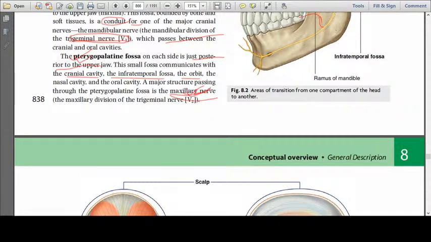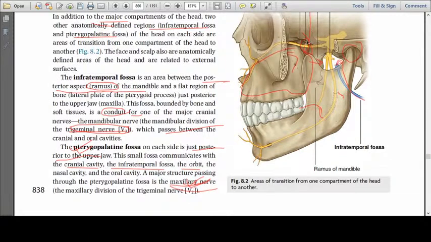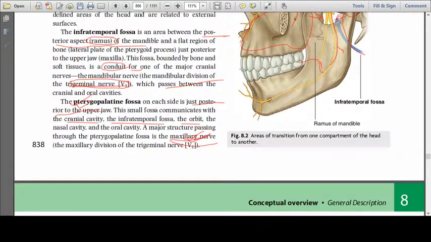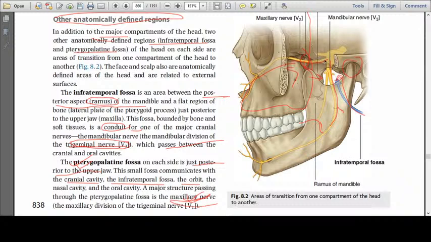Very important note. This is a very small space right here, and the maxillary nerve passes through the pterygoid fossa. I think the only thing we need to understand in this case is that the maxillary nerve passes through the pterygoid fossa, and the mandibular nerve passes through the pterygoid fossa.